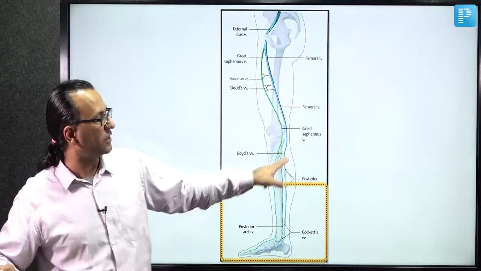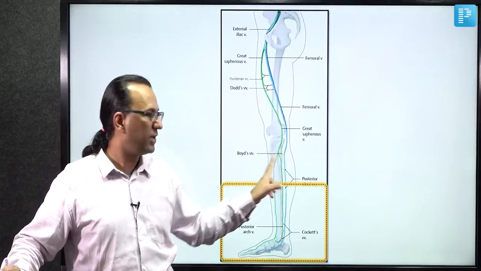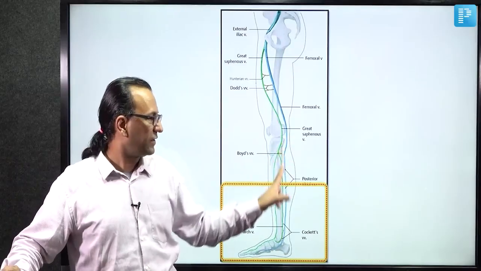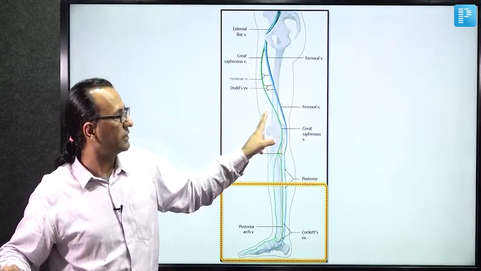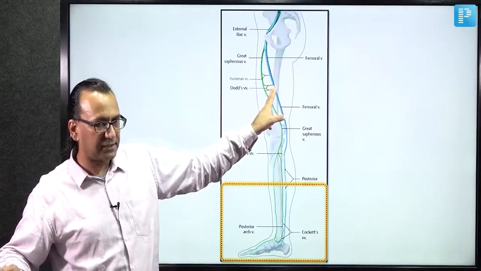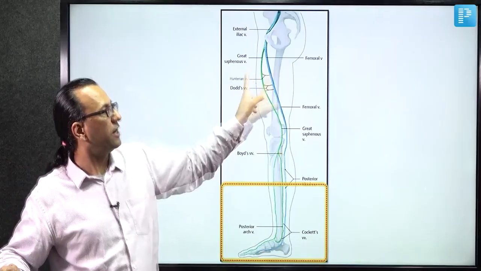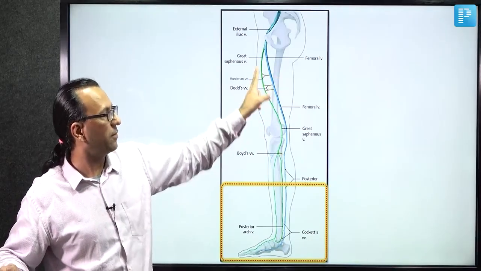Great saphenous vein, as it continues upward, you will see there's a below-knee perforator, which is B for B, below is the Boyd's perforator. It is connecting the great saphenous vein with the popliteal vein. When it comes to above the knee, which is Dodd's perforator, you'll find that it is connecting the great saphenous vein with the femoral vein. And if you go to the mid-thigh, there is a Hunterian perforator in the mid-thigh connecting the great saphenous vein with the femoral vein.